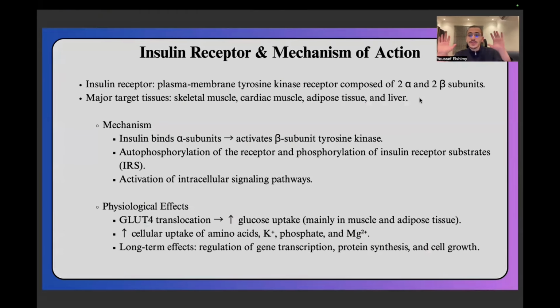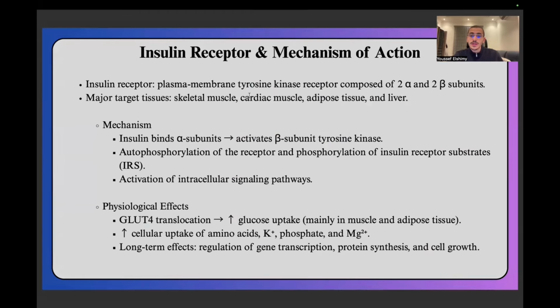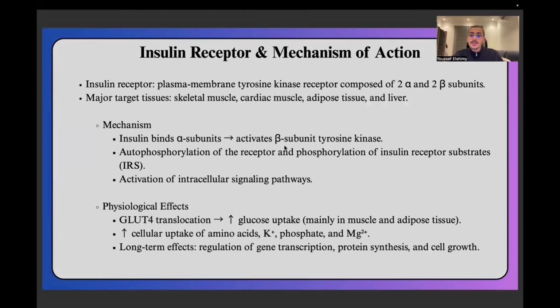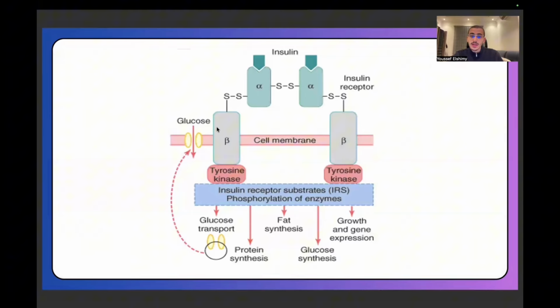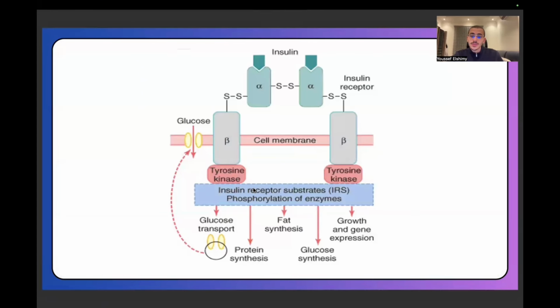All right. So now we have insulin in our body. How would insulin act on the tissues? The insulin mainly acts on skeletal muscles, cardiac muscles, adipose tissue, as well as liver. And the insulin receptor is basically a tyrosine kinase receptor. It is made up of two alpha subunits as well as two beta subunits, and it is basically a plasma membrane receptor. What happens is that the insulin binds to the alpha subunits, and this activates the beta subunits. By doing this, this would lead to the autophosphorylation of the insulin receptor substrates, or the IRS.